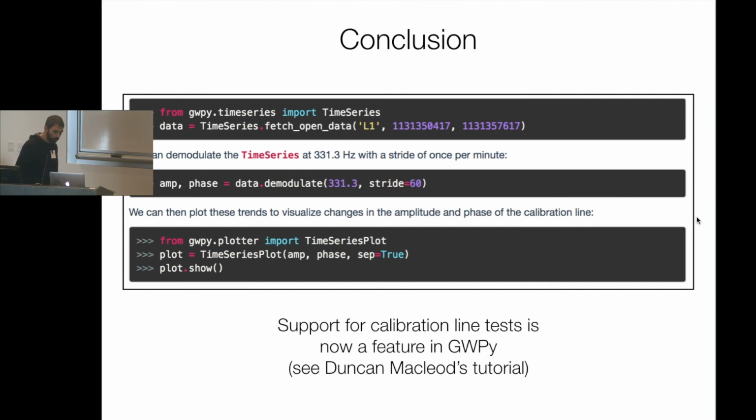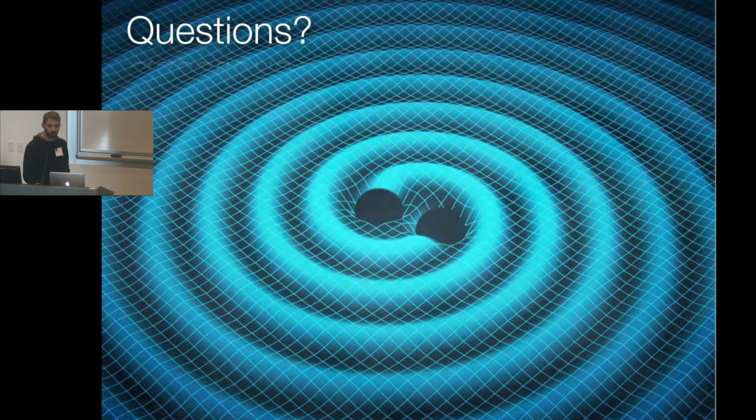I also want to point out that there's some functionality in GWpy that you can now use to do many of these tests on the calibration lines. I've included an example right here. I think Duncan MacLeod is probably not going to talk about this specifically, but we will talk about GWpy and how to use it.